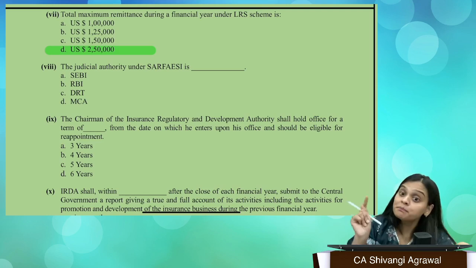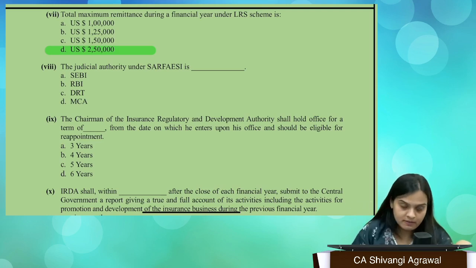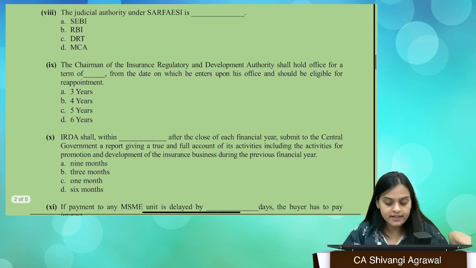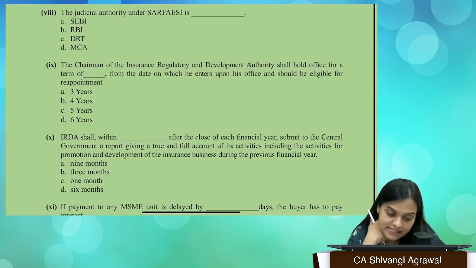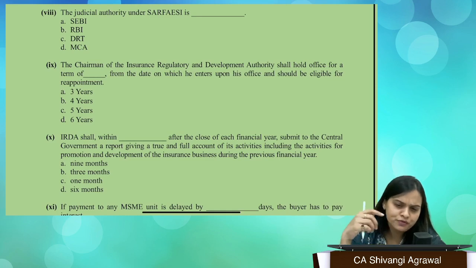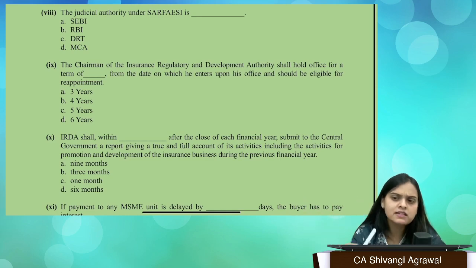$250,000 per person per financial year including a minor. Next is the judicial authority under SURFACE. Wow, again a very easy question. What is it? DRT, Debt Recovery Tribunal, right? So it has the judicial authority under SURFACE and it actually is empowered to enforce all the provisions of SURFACE.